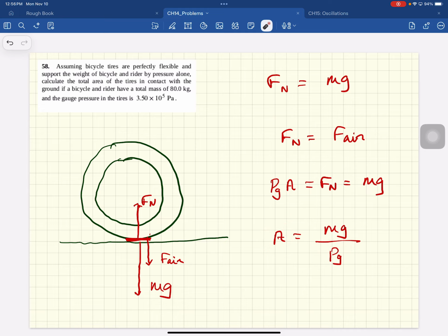Right, will we divide that by two tires, or would that keep the same? So this is the total area in contact. I didn't want to draw 2 tires and all that stuff. Yeah. I have a hard enough time drawing 1 tire.